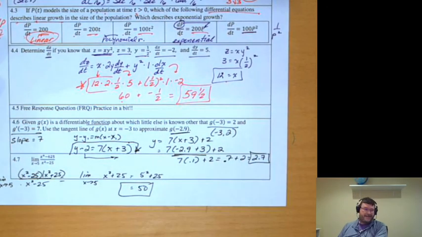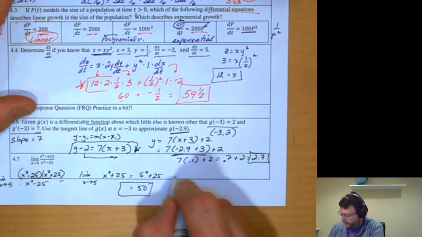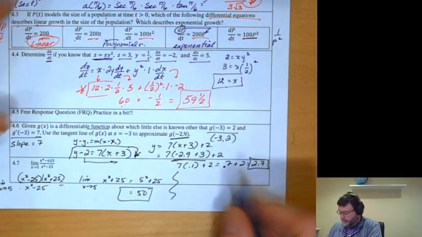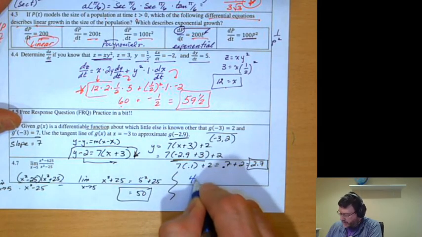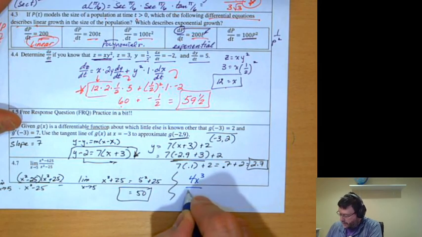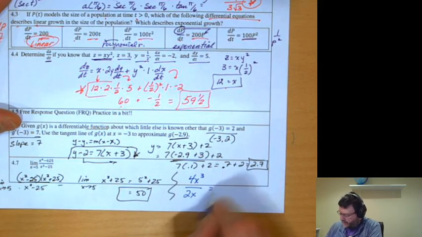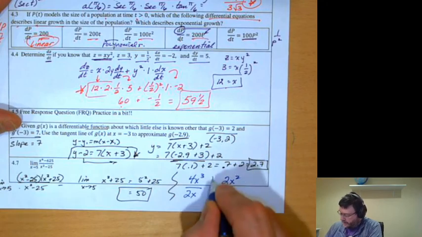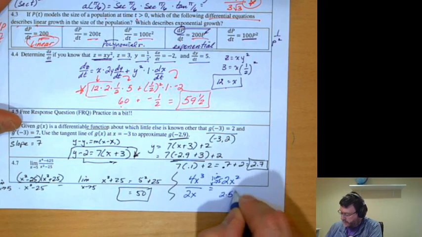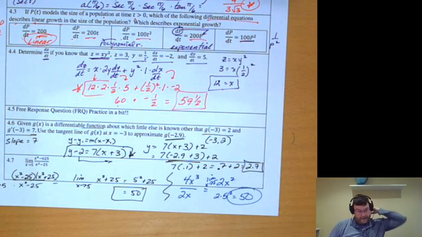Now if I did the limit as x approaches 5 of the top and the bottom, L'Hopital's rule would be accepted and used, so I could get 4x cubed over 2x. And if you notice, I can cancel out the 2 and one of the x's, and I get 2x squared. So the limit as x approaches 5 of 2x squared is 2 times 5 squared, which is 50 as well. Okay? So that is the notes for the Unit 4 review.